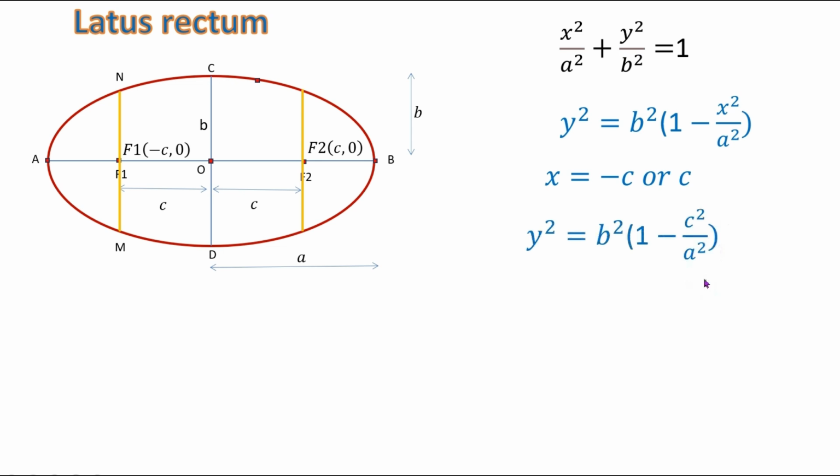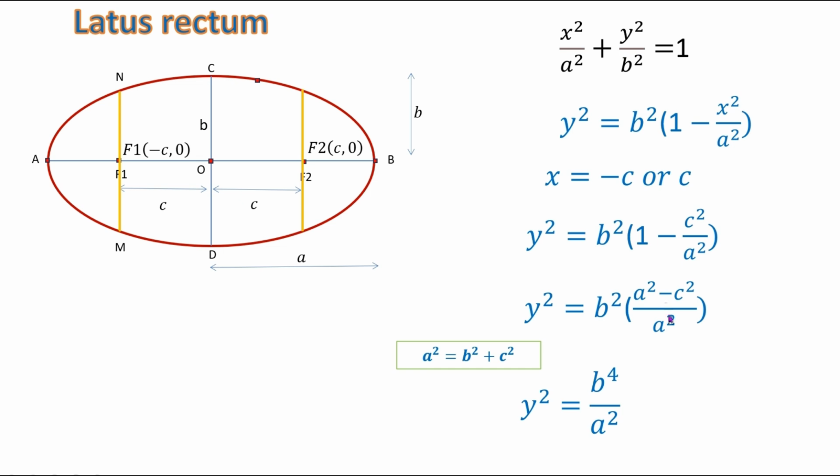So if we substitute here, we get it this way. Taking the LCM, it becomes a square minus c square by a square. You know that a square minus c square is b square, from the relation a square equal to b square plus c square. So we substitute b square here, and it becomes b to the power of 4 by a square. Then y is the square root of this, so we get b square by a.